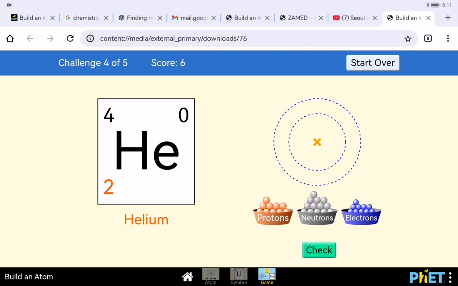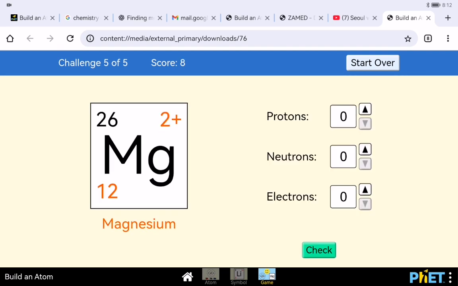This one, how do we build it? How many protons? We have 2 protons, that is at the center. How do we find the neutron number? Mass number, which is 4, minus 2, so we have 2 neutrons. Then in terms of electrons, we can see that the charge here is 0. So if the charge is 0, it means that you're dealing with an atom, which basically means that the proton number is equal to the electron number. So even the number of electrons is 2, and that is correct.